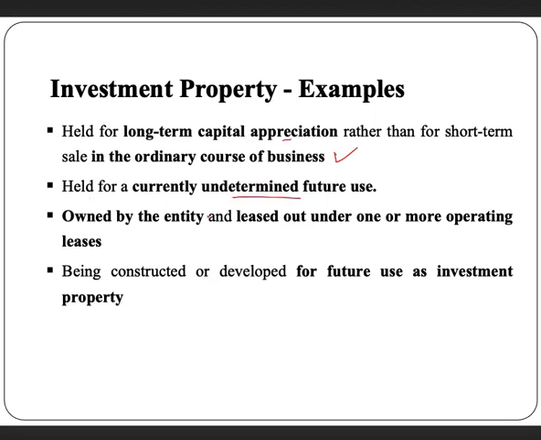If you acquire the property and you do not know what you want to do with the property, so you just keep it aside, that is considered as IP, because we expect that there is a capital appreciation on the property. It is owned by the entity and leased out under one or more operating leases. If you learn about leases later on, basically, there are two types of leases. One we call an operating lease. Another one we call a finance lease. Under a finance lease, you cannot recognize the property as an IP.